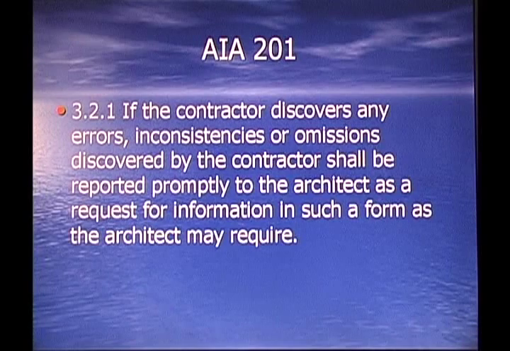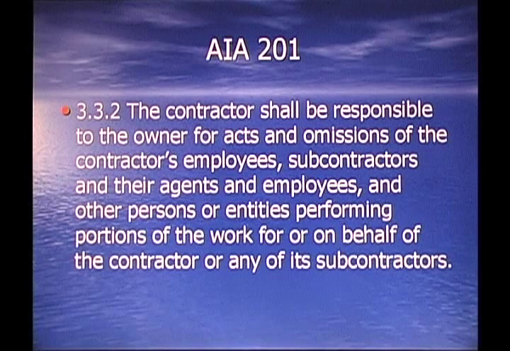notice. Section 3.2.1, if a contractor discovers any errors, inconsistencies, or omissions discovered by the contractor, shall promptly report these to the architect as a request for information in such a form as the architect may require. So if you find anything wrong on the project, you're required to bring it to the attention of the architect.